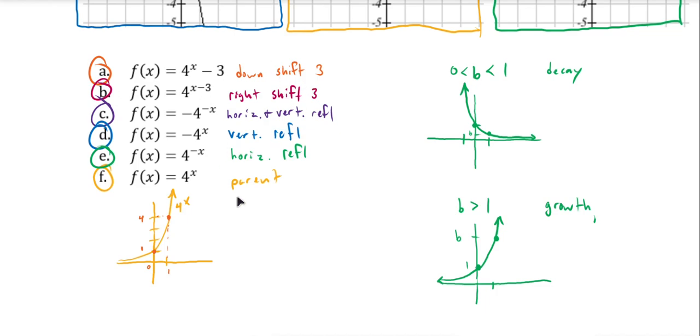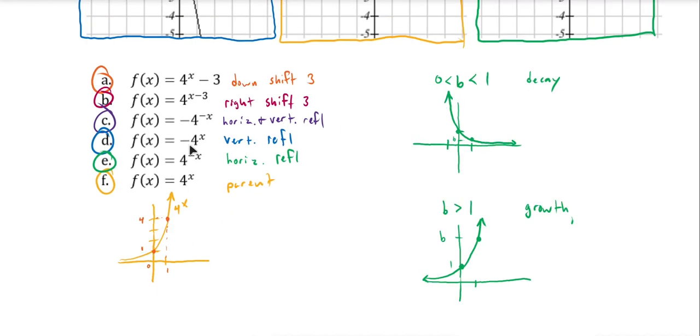So we can compare this graph to the other graphs above and cross-reference that with these particular manipulations of that parent graph. So what's the difference between f and e? Well, there's a minus sign next to the x. This is inside the function, and so is a horizontal type transformation, and the negative sign makes this a reflection. So horizontal reflection is what we're going to get, or reflection over the y-axis.